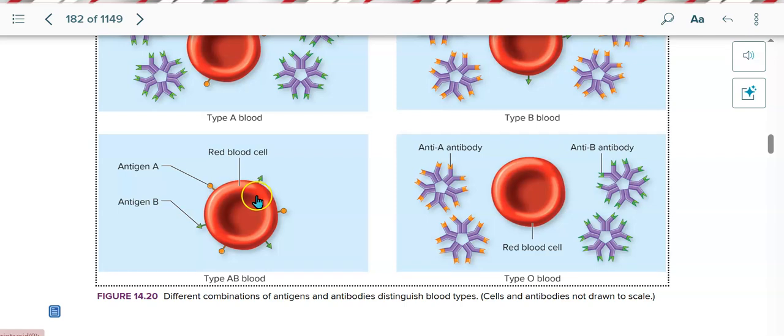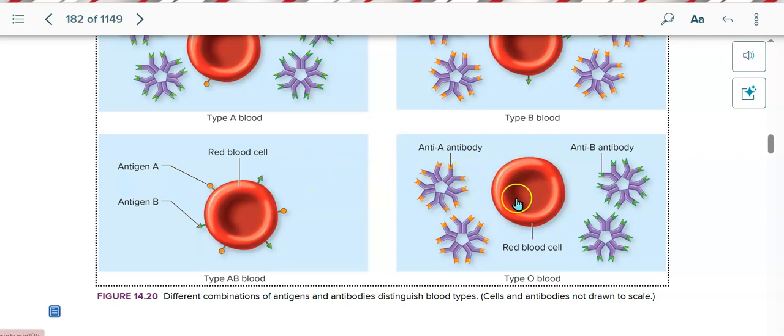What about these blood cells? Could I give them to someone with type A blood? No, because these anti-B antibodies would stick to these type B antigens. So if you have type AB blood, you could receive type A blood cells because you don't have antibodies to glue them together. You could receive type B blood cells because you don't have the antibodies to glue them together.